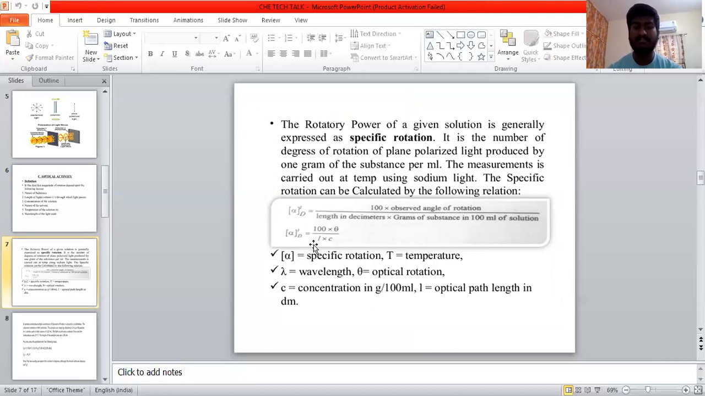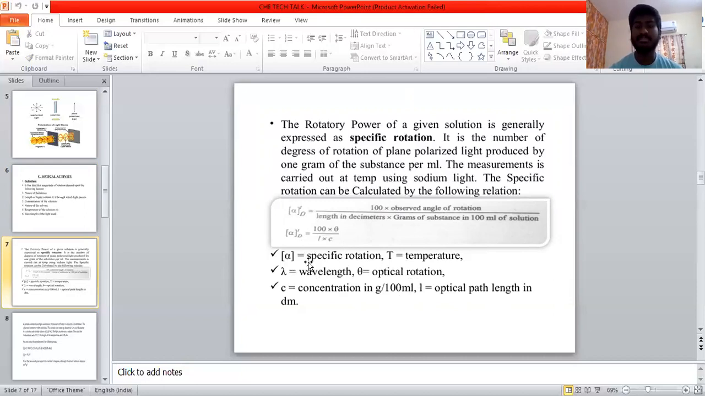So what is the formula? Alpha equals 100 times theta divided by L times C. What does theta mean? Theta means the observed angle of optical rotation. L is the optical path length. C is your concentration in grams. Alpha indicates the specific rotation, T indicates the temperature, and lambda indicates the wavelength. This is your formula for specific rotation.